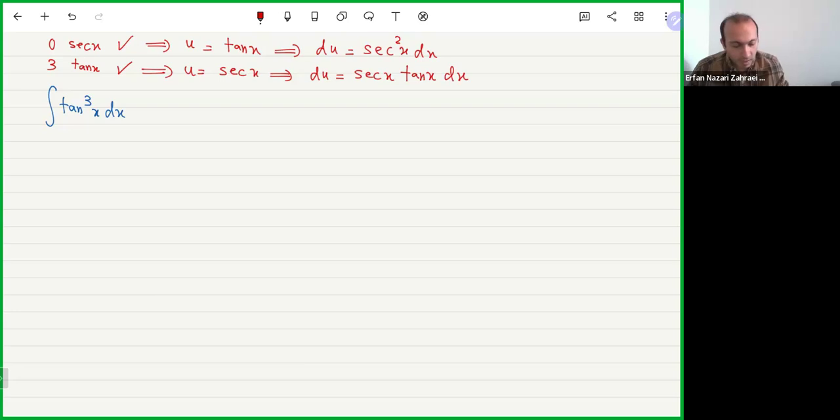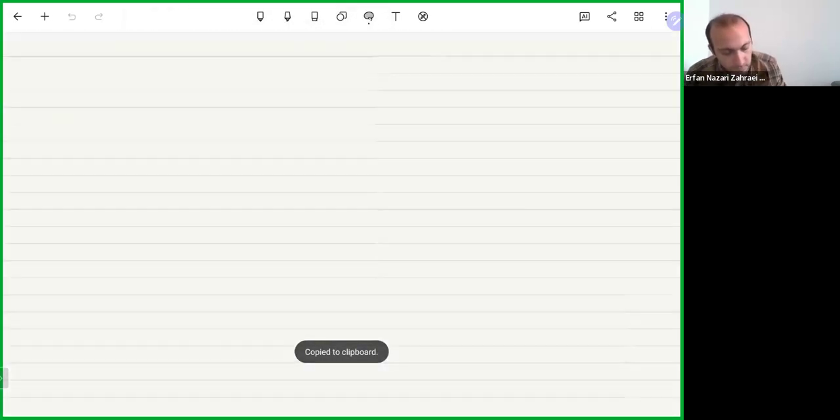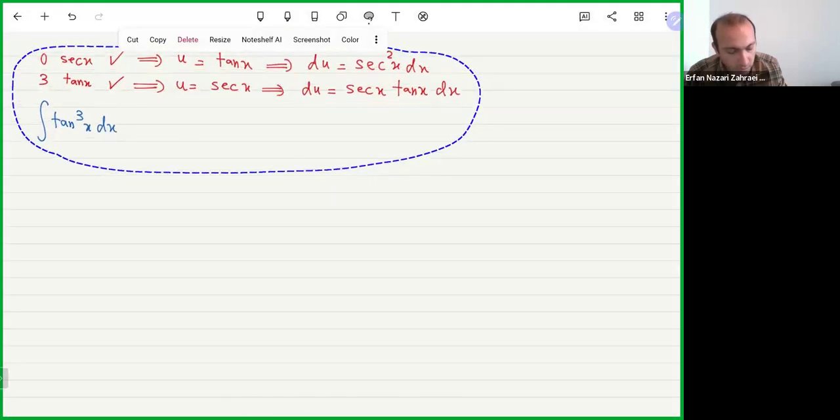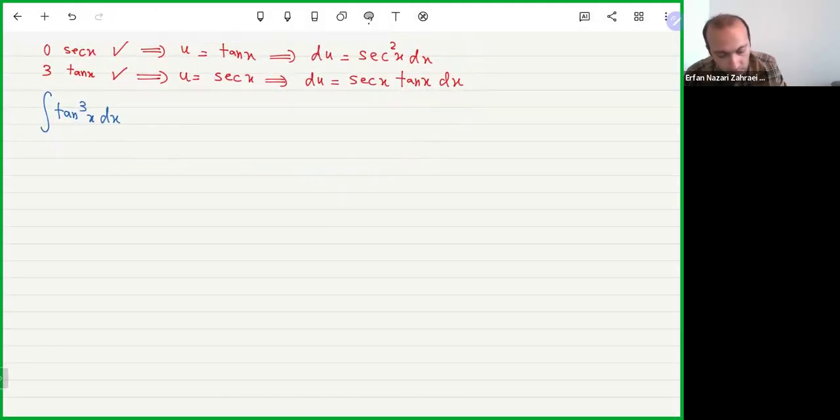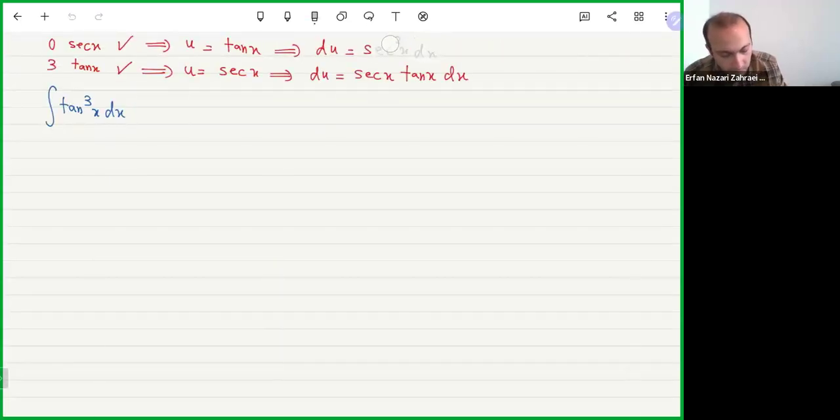Okay, let's do one of them on this page, the next one on the next page. Both are applicable. So let's do this one here and this one here.